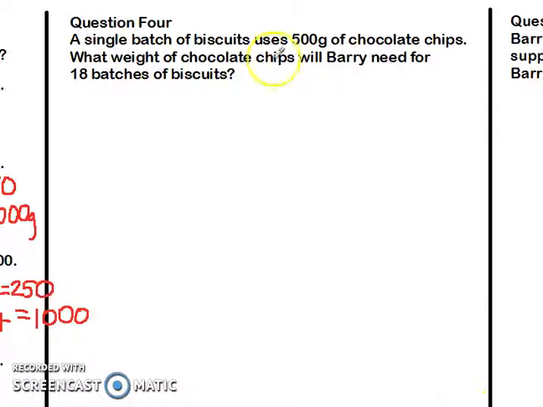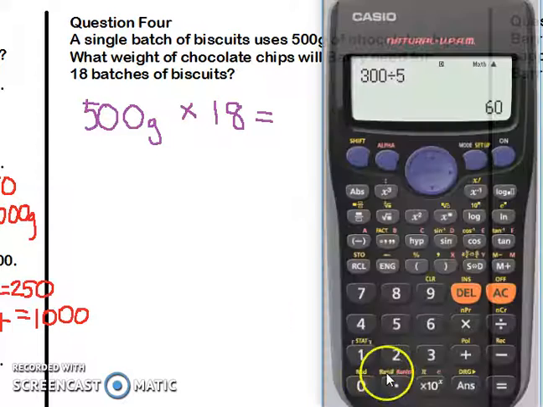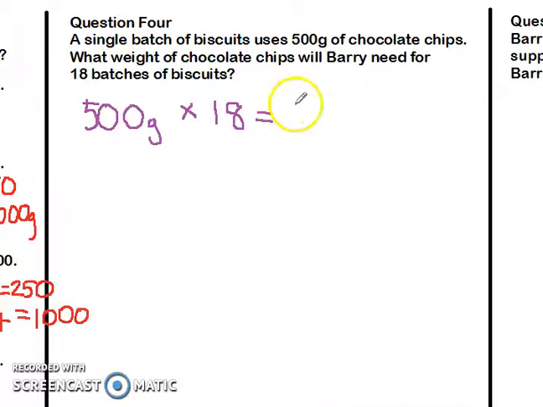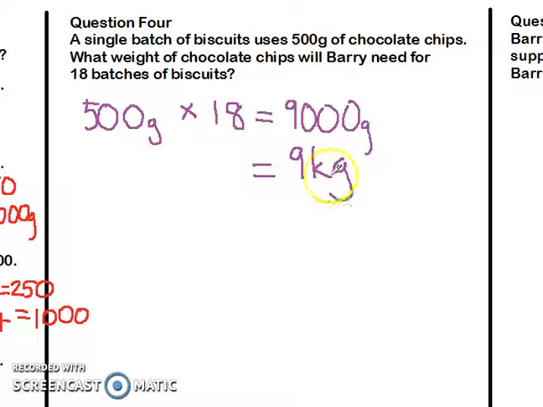Okay, question 4. A single batch of biscuits uses 500 grams of chocolate chips. What weight of chocolate chips will Barry need for 18 batches? That's quite easy. 500 grams is one batch, but we need 18 batches. So 500 times by 18. Let's use a calculator. Oopsie. Times by 18 equals 9,000 grams, which is the same as 9 kilograms. That's a lot of chocolate.